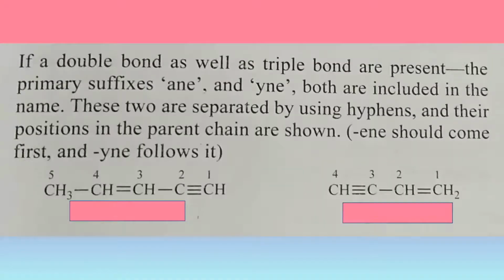Now if both are present in these compounds, the names are separated by using hyphens along with their positions in the parent chain, and "-ene" should come first and "-yne" should follow it. We have two cases for it. In the first one, if you see, the triple bond and the double bond are not present at the extremes, the one that I'm circling right now. So when they are not present at the extremes, the triple bond is given more priority, and hence the carbon that has the triple bond attached to it is given the least locant number.